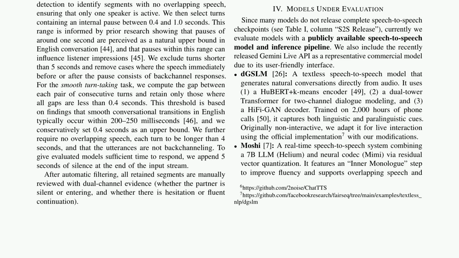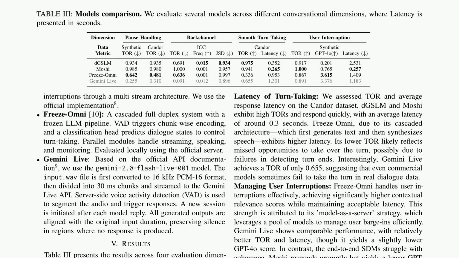Moshi, a real-time speech-to-speech system combining a 7B LLM, Helium, and a neural codec, Mimi, via residual vector quantization. It features an inner monologue step to improve fluency, and supports overlapping speech and interruptions through a multi-stream architecture. We use the official implementation. Table 3. Models comparison. We evaluate several models across different conversational dimensions, where latency is presented in seconds.